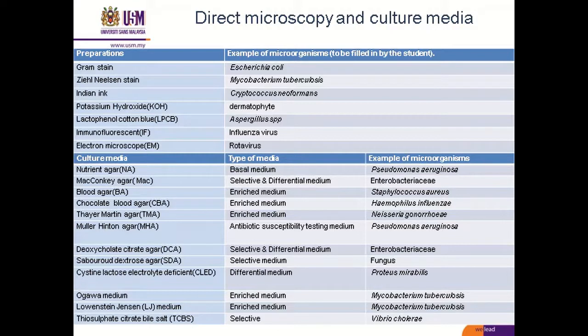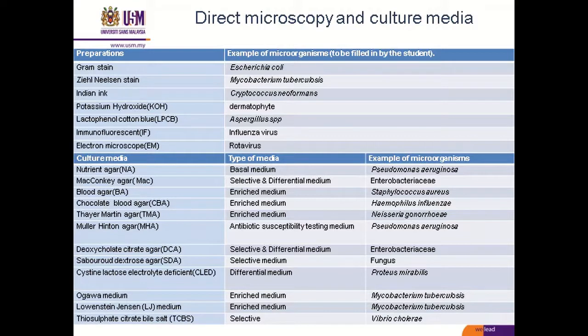And then there is blood agar, which is an enriched medium that can grow a lot of organisms, such as Staphylococcus aureus. And then there is chocolate blood agar, which is an enriched medium, for example, used for Haemophilus influenzae, which is a fastidious organism. And then there is Thayer-Martin agar, which is an enriched medium to grow fastidious organisms such as Neisseria gonorrhoeae. And for antibiotic susceptibility testing, we can use Mueller-Hinton agar.